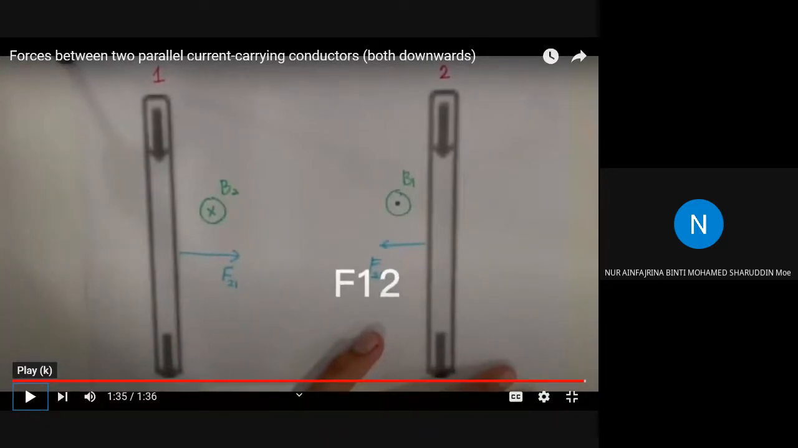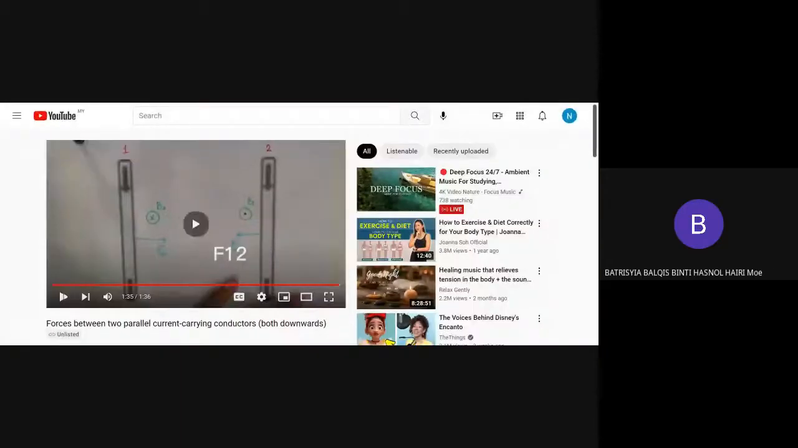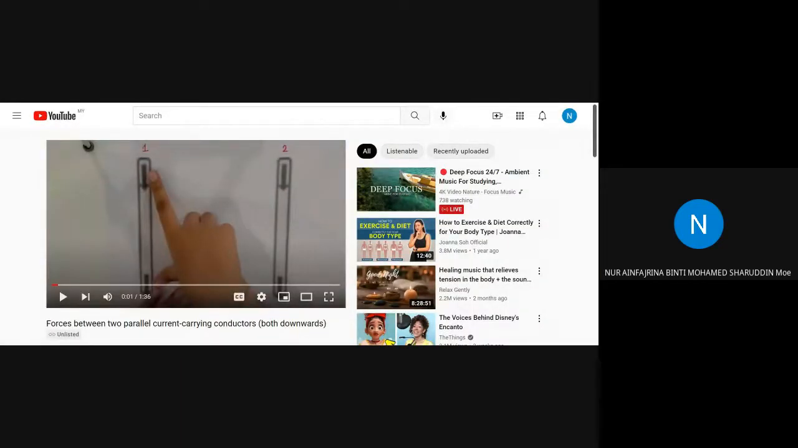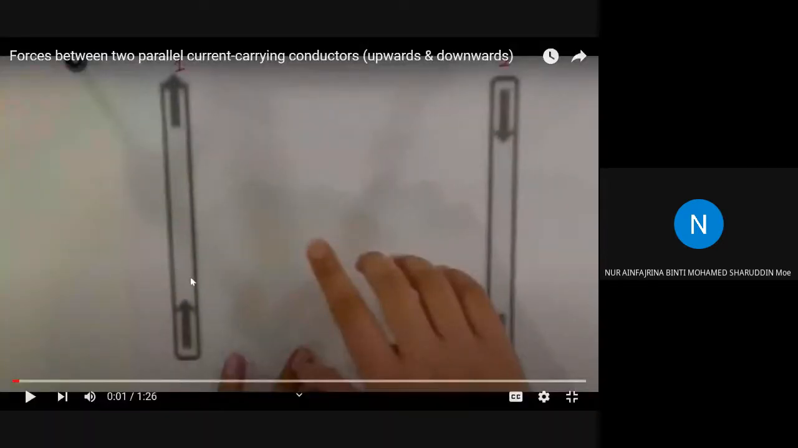Okay, so for the same direction of current, can you understand before Miss proceeds with opposite current? Yes Miss. Alright, okay, so now we have two. Now Miss will proceed with this one. This is where you have current, one upward and one downward. So this is the case for opposite direction of current.